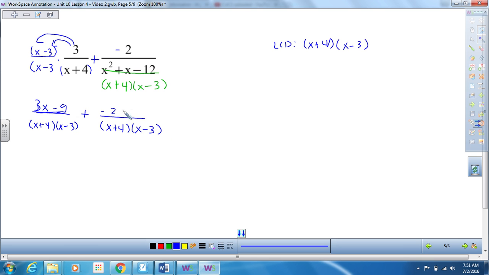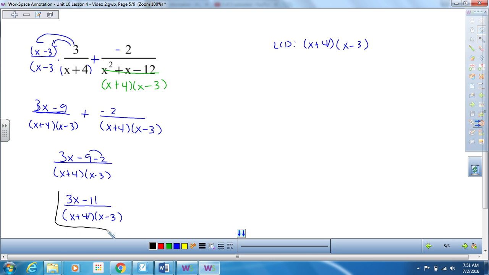So okay, add across: 3x minus 9 minus 2. And then we will combine our like terms. That's 3x minus 11, which does not factor, over x plus 4 times x minus 3. And since the numerator doesn't factor, I know that this is done.